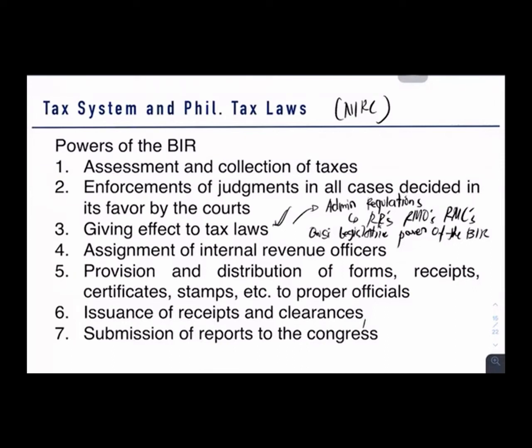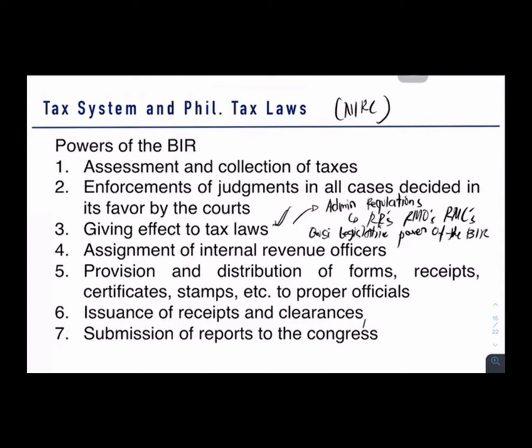Also, forms. Example, before, we can only pay our taxes directly to the BIR. So, lahat ng babayaran mong taxes, gaano mang kalaki yan, diretso mo sa BIR. But now, we can pay our taxes to banks. So, banks can accept our payment of taxes. So normally banks also have forms for the payment of taxes. So these forms are provided by the BIR to the banks. Okay. So again, to ease the collection of taxes.